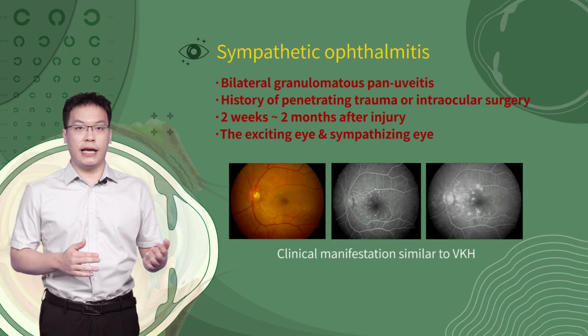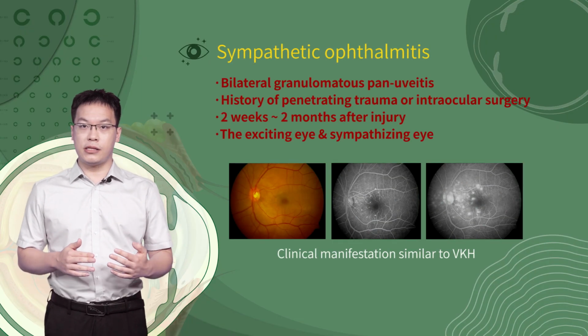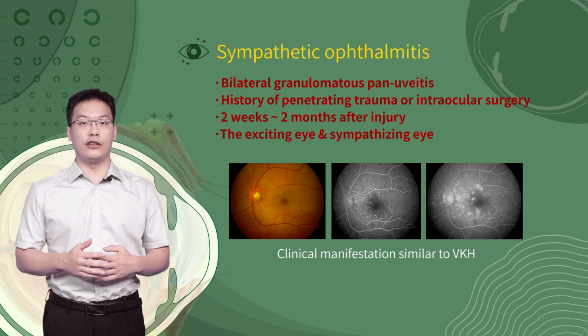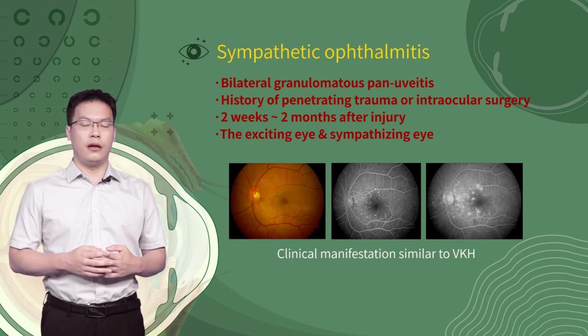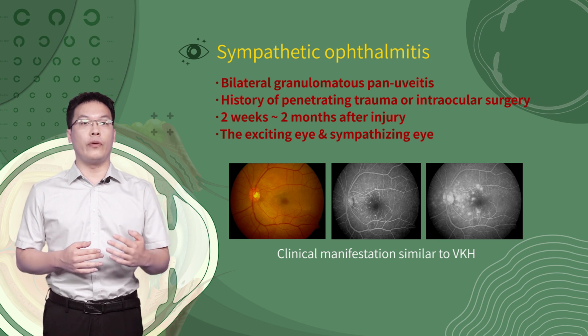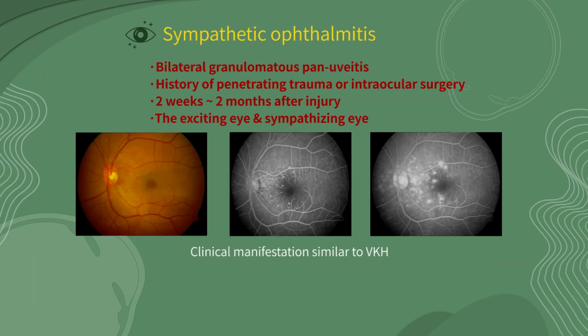Sympathetic ophthalmia is a bilateral granulomatous panuveitis occurring after penetrating trauma, often associated with uveal prolapse. Less frequently, sympathetic ophthalmia can develop following intraocular surgery. The traumatized eye is referred to as the exciting eye, and the fellow eye, which also develops uveitis, is the sympathizing eye. Since histological proof is frequently lacking, the diagnosis is mostly presumptive.